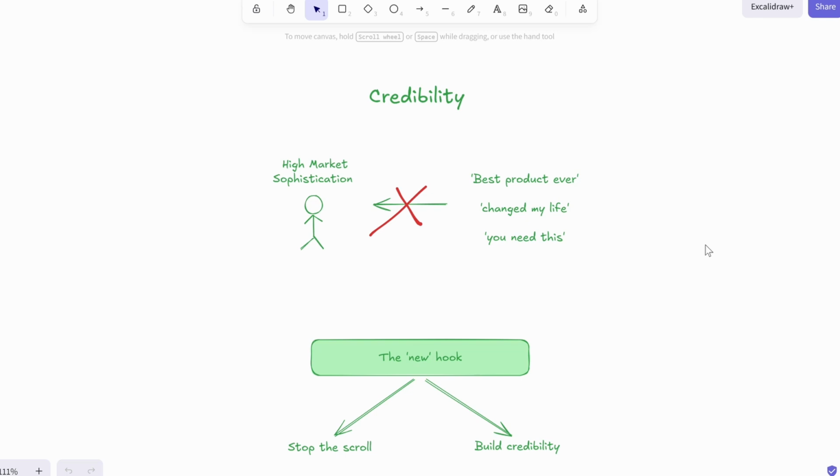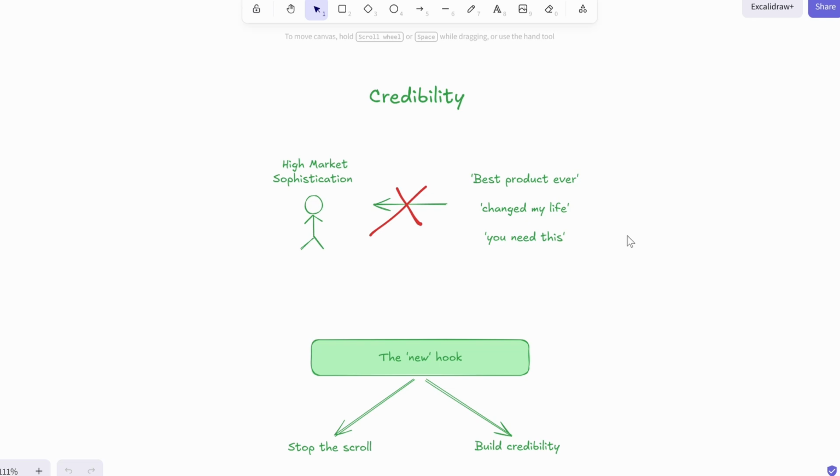Here's the thing. Promises don't work the way that they used to. We're in a market so saturated with e-commerce products that viewers have been burned enough times to be deeply skeptical. Things like, best product ever, changed my life, and you need this. These claims are so overused that the sophisticated viewer filters them out automatically. So what are the best ads doing instead?